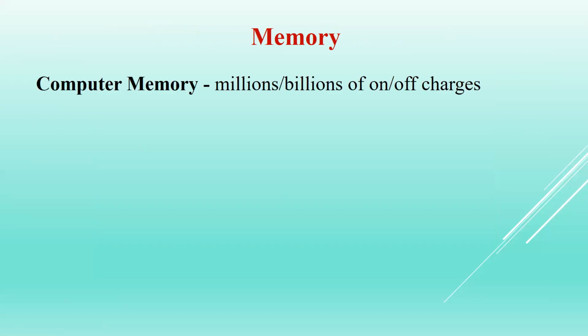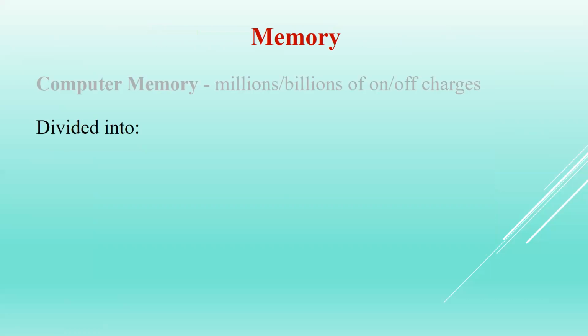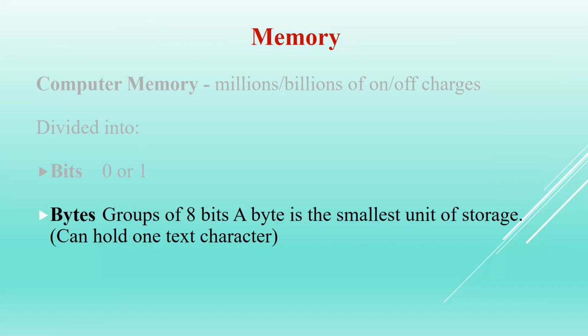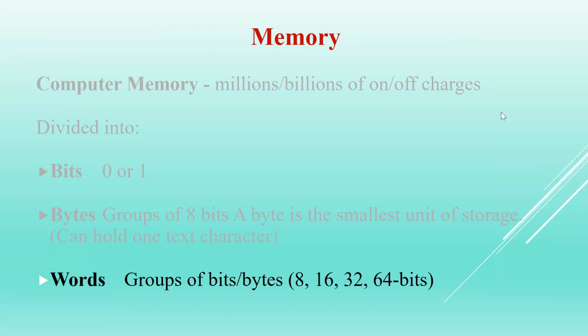And the next one is our memory. Computer memory is millions, billions of on-off switches. It's divided into bits. A bit is 0 or 1. And bytes. A byte is a group of 8 bits. A byte is the smallest unit of storage. And the next one, words. Groups of bytes: 8, 16, 32, 40, 64 bits.